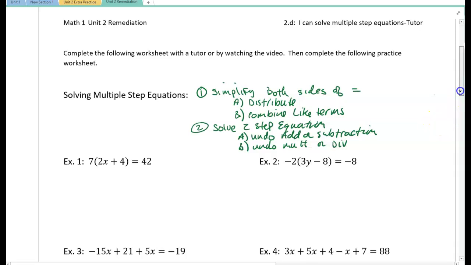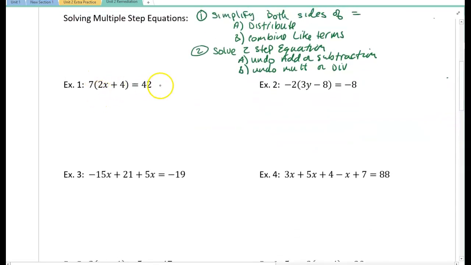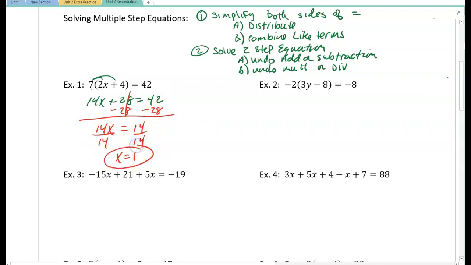So in the first example here, we're going to look to see if we have to distribute. We know we have to distribute when we see parentheses. So first thing, I distribute the 7. 7 times 2x is 14x. 7 times 4 is 28, equals 42. Now that I've distributed, I go ahead and solve this two-step equation. I get rid of the 28 by subtracting. 14x equals 42 minus 28, which is 14. Then I divide by 14, and x is equal to 1.